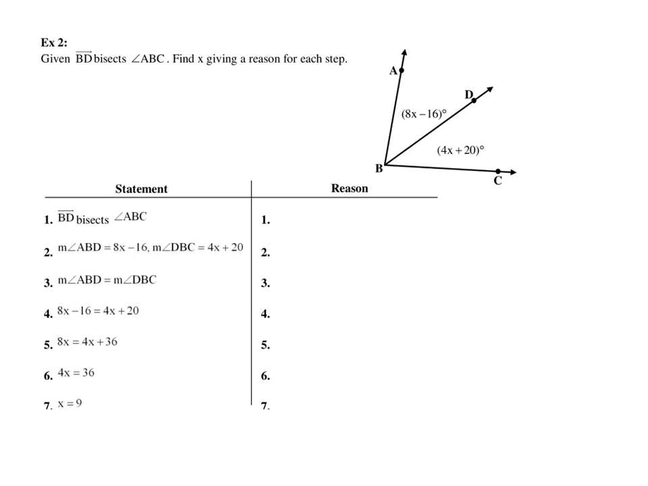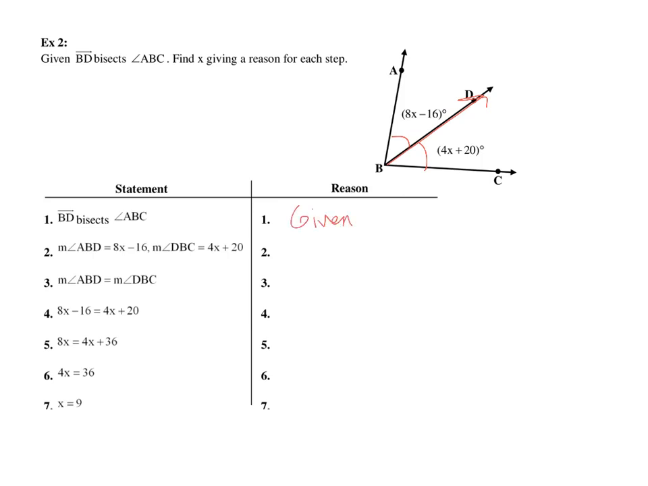All right, next example. Given ray BD bisects angle ABC, find x, giving a reason for each step. All right, well, bisects, so what do you know about these two angles? They're the same, right? Okay. So, statement 1, BD bisects angle ABC. That's a given.